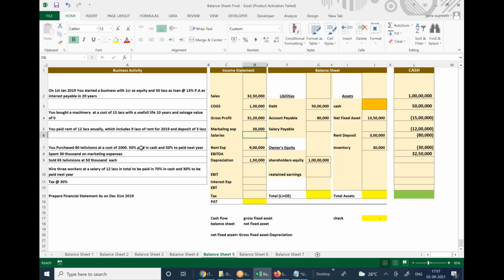Okay, salary spending. Hire 3 workers at a salary of 12 lakhs in total to be paid. What is the salary? 12 lakhs. But there's a problem over here because I have only paid 70% in cash. That means equals minus 70% into 12 lakhs. It is 8,40,000. And the remaining 30% I'll pay next year. Okay. So equals 30% into 12 lakhs.